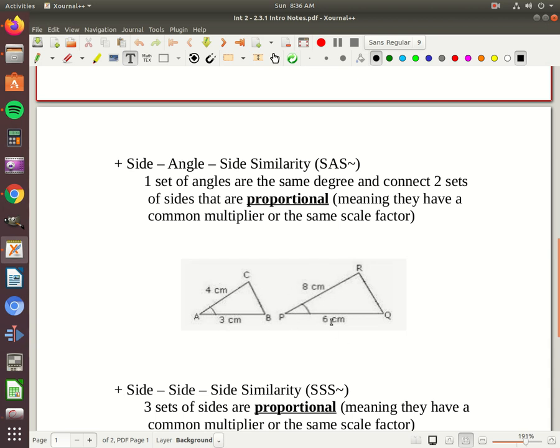3 times 2 is 6. 4 times 2 is 8. So I have that proportional scale factor. If it was 3 times 2 is 6 and 4 times 3 is 12, if this was a 12, then they would not be similar. So again, we're looking for that proportionality.